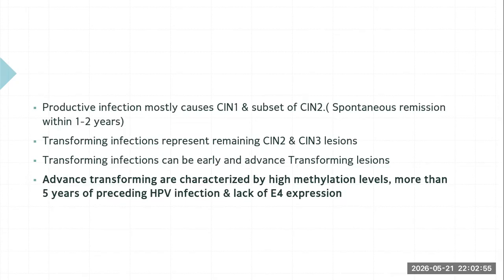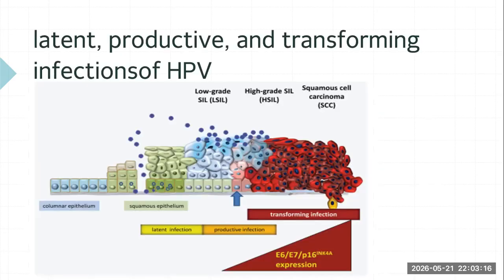Transforming infections represent the remaining CIN2 and CIN3, for which biomarkers are needed. Transforming infections can be early or advanced, and advanced transforming infections are characterized by high methylation levels, more than 5 years of preceding HPV infection, and lack of E4 expression.